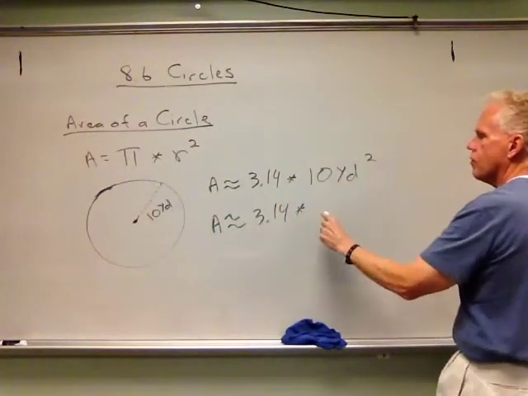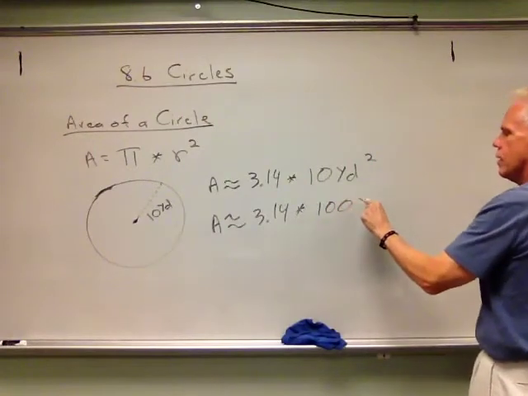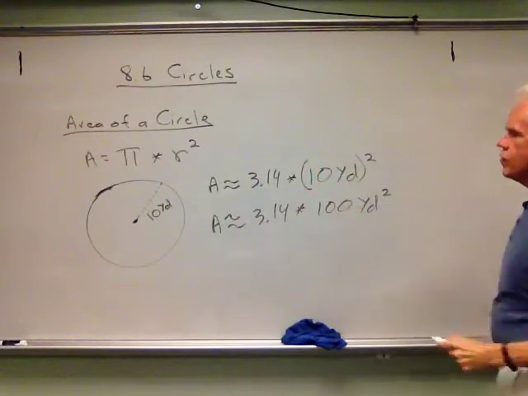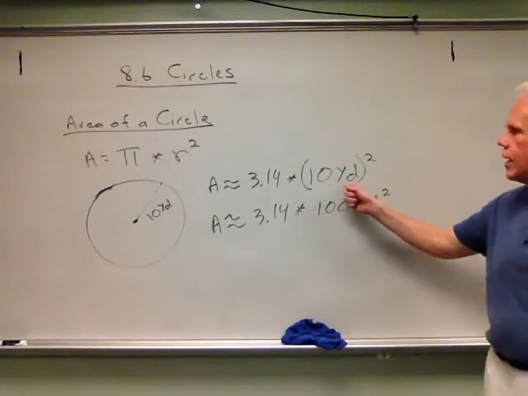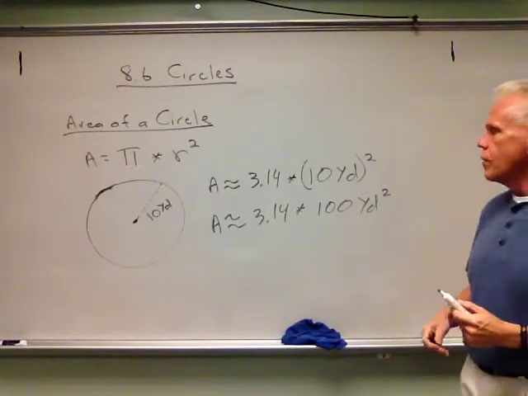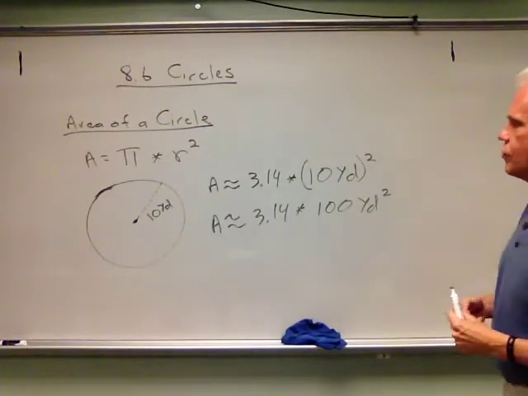We do our exponent first, and we're going to get 100 square yards. Let's put parentheses around that because we know we got to square the 10 and the yards right here. It's just the yards that are squared. So 3.14 times 100 square yards.